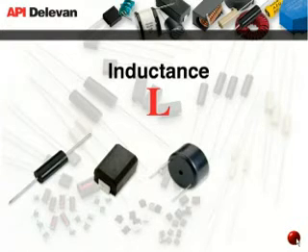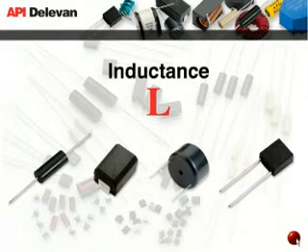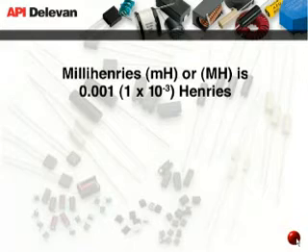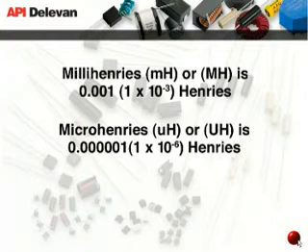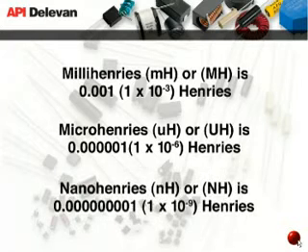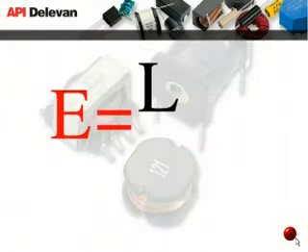A coil is not necessarily round. It can be square, or elliptical, or spiral. The basic unit of measure of inductance is a henry. Most frequently, products are measured in millihenries, or 1/1000th of a henry, microhenries, or 1/1,000,000th of a henry, and nanohenries, or a billionth of a henry.